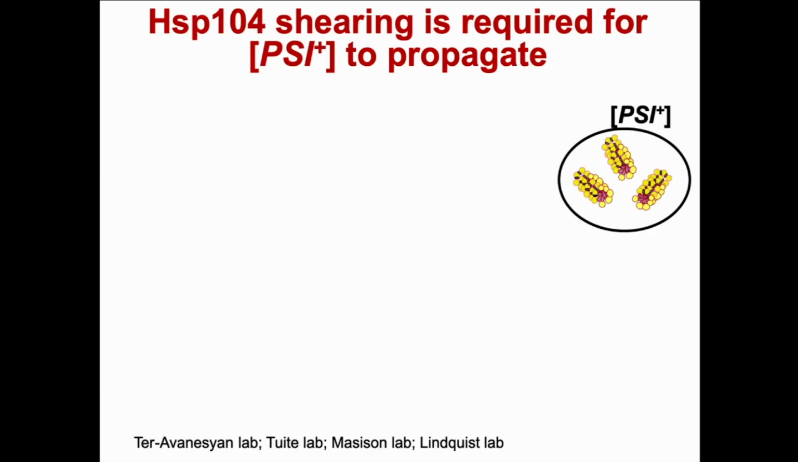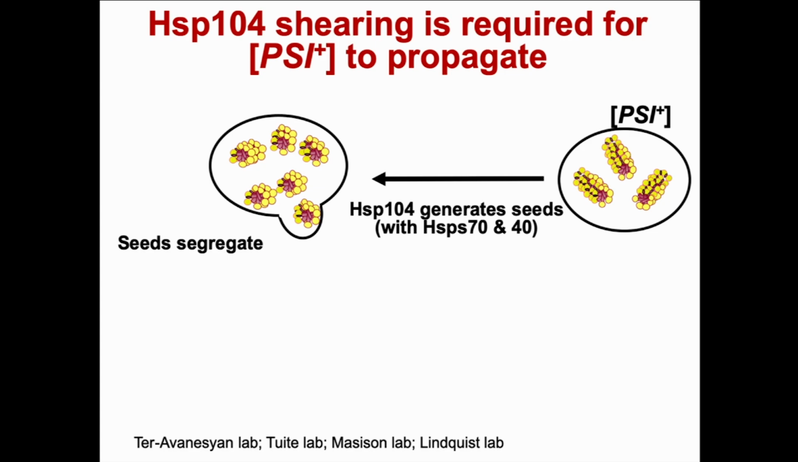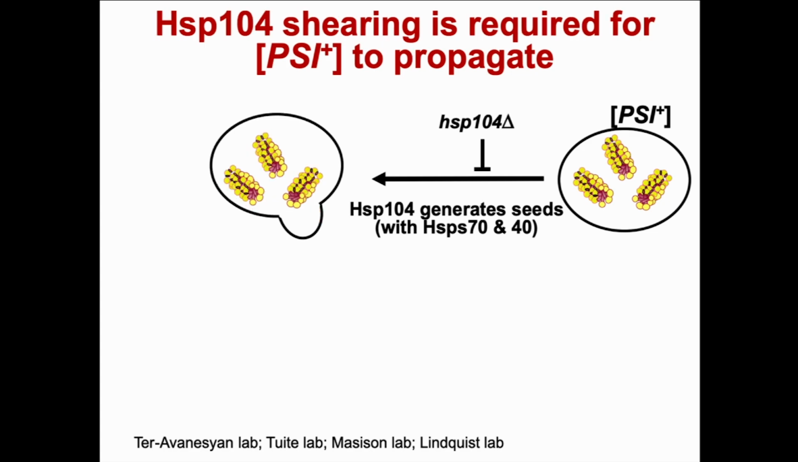Psi aggregates grow from their ends, and therefore they require something to shear them so that they generate more ends and can keep growing, and so that the small aggregates can segregate to the daughters. And in the absence of HSP104, we now know that this doesn't happen, and therefore psi is lost.